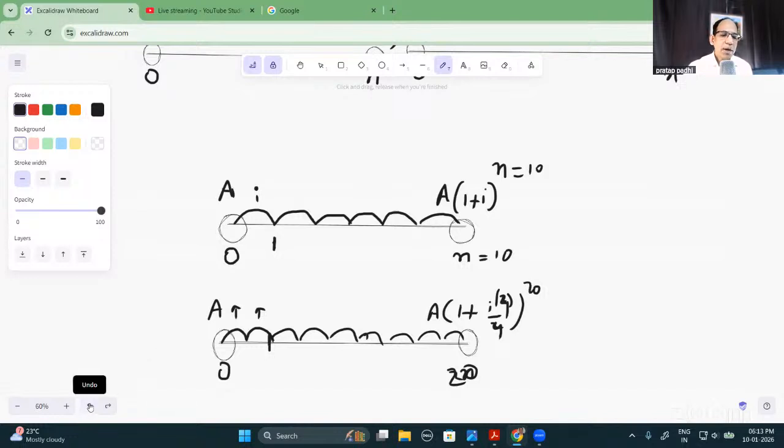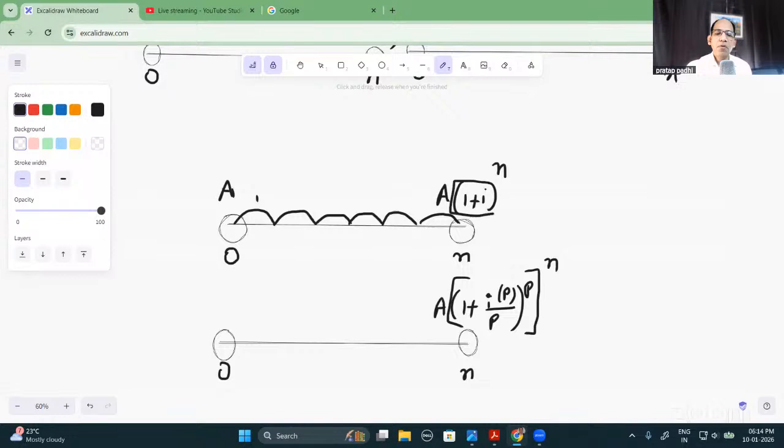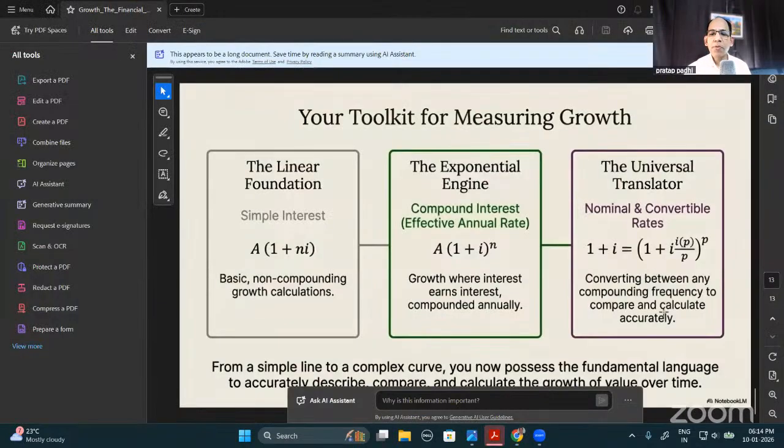I'm not interested here. Let me write this one. This is what I taught last time. So if I write this single formula, after n time periods it will accumulate to (1 plus ip divided by p) power p. This is equal to 1 plus i, and n is there anyway after n time periods. So what I want to say is this one is equal to this one. I opened my last time taught PDF. You can see this. This is the formula.